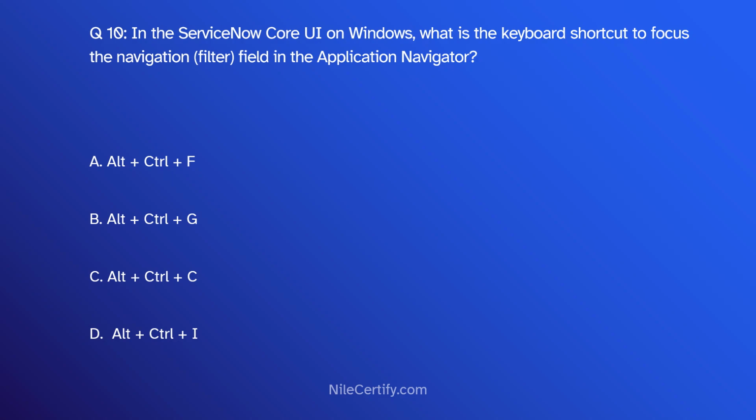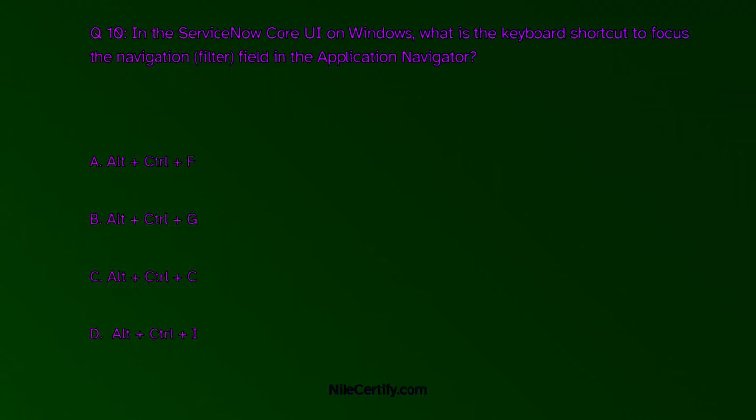So option B, Alt plus Control plus G. And this is another real shortcut, but for something different. It activates global search, and that's the big search bar that looks across records and knowledge, not the little filter in the navigator. So B is a real shortcut, but for the wrong target. And the question is about the navigation filter, not global search. And option B is incorrect.